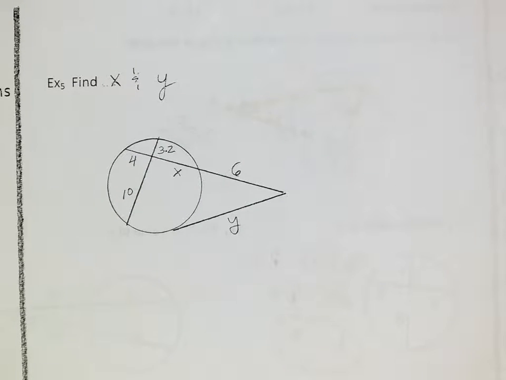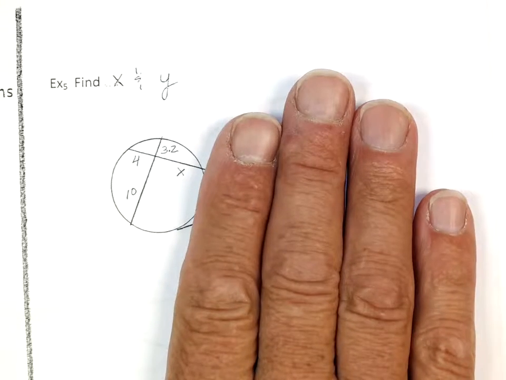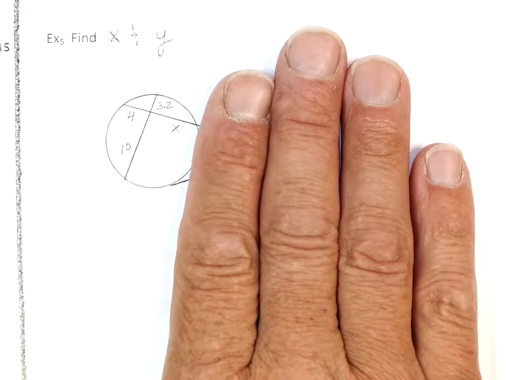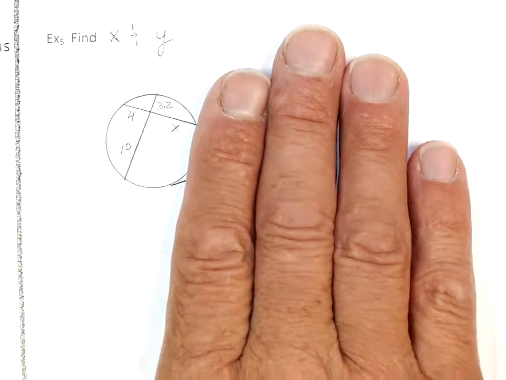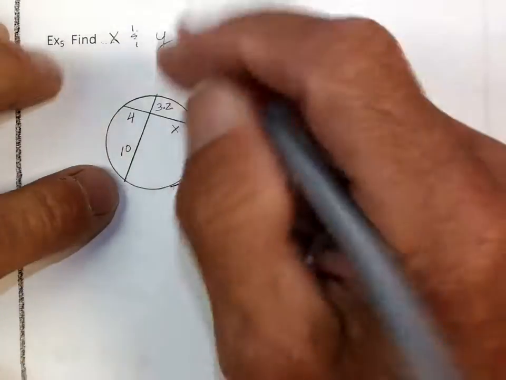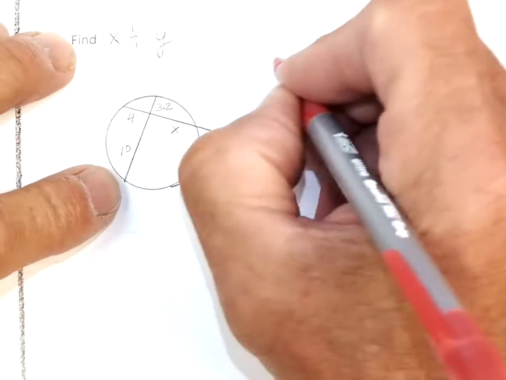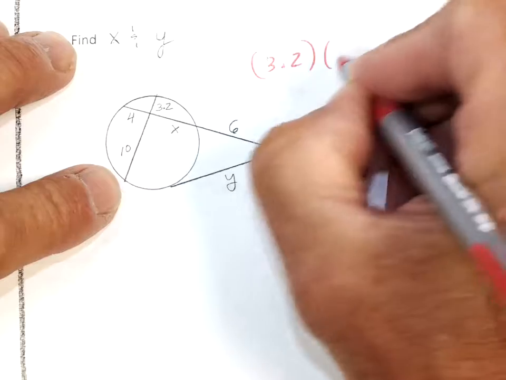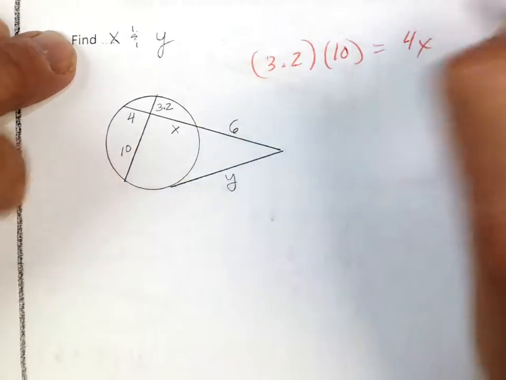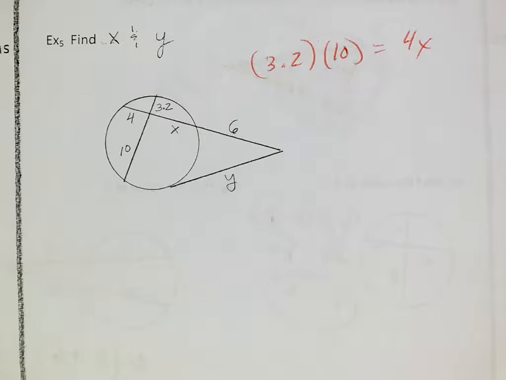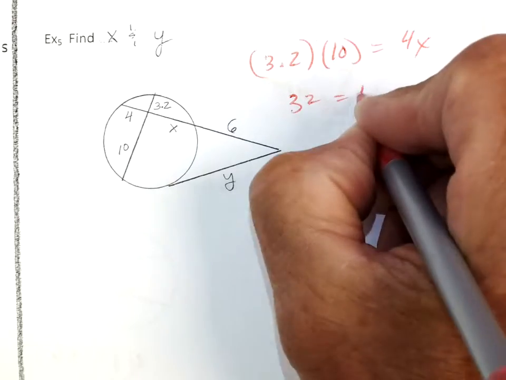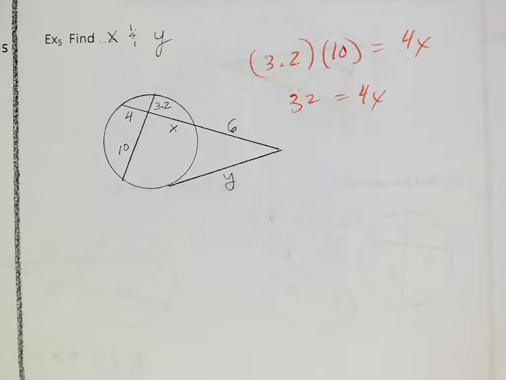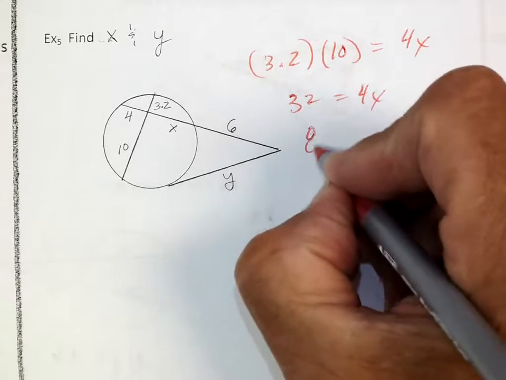Now, it looks kind of complicated, but it's not. What we have to do is look at this problem as 2 different problems. If I hide that part, we can get x pretty easily. We take that times that equals that times that, or 3.2 times 10 equals 4 times x. Let's figure out x first, and then we'll get y. So 32 equals 4x. Divide by 4, divide by 4, x is 8.